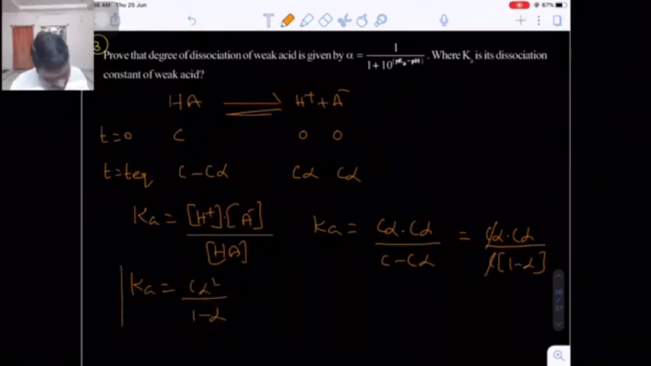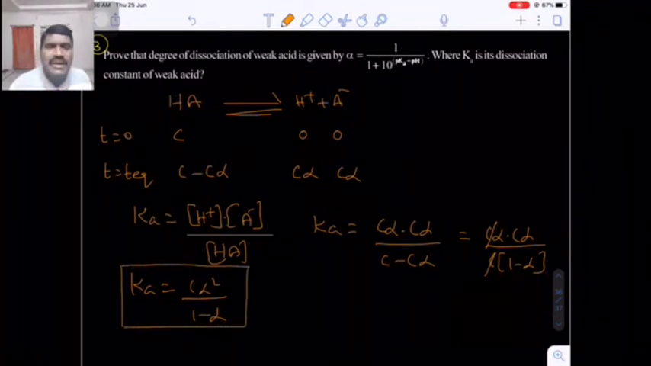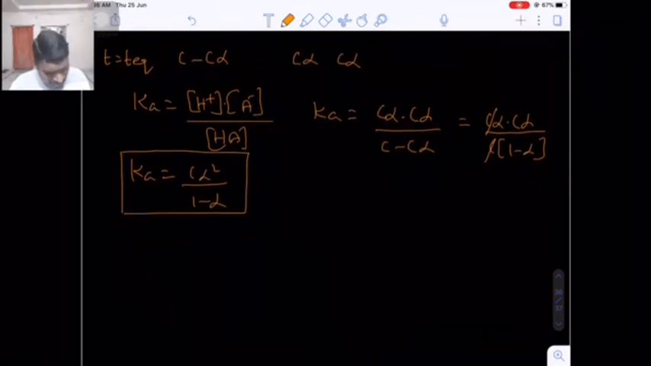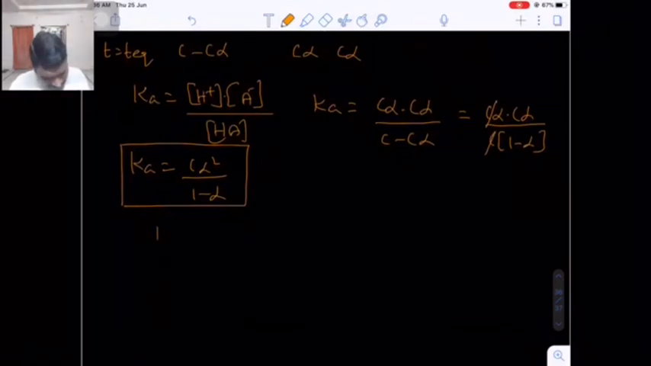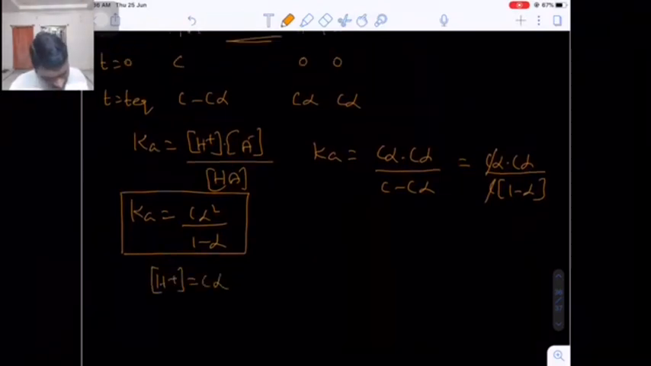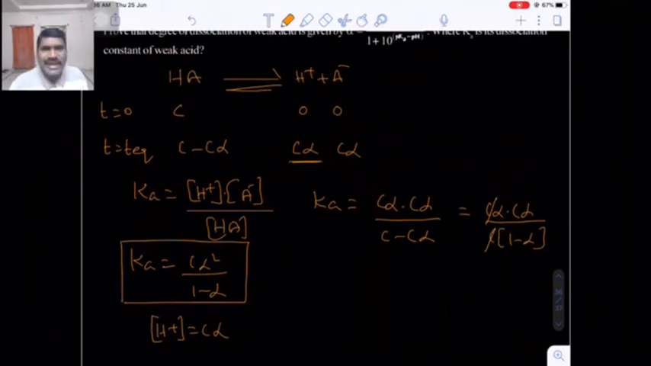If you remember, in Ostwald's dilution law, we derived this expression for weak electrolytes: Ka is equal to C alpha square by 1 minus alpha. Now here, what is the H plus ion concentration at equilibrium? C into alpha. This is the H plus ion concentration at equilibrium. Now what I am writing, Ka is equal to C alpha into alpha by 1 minus alpha.